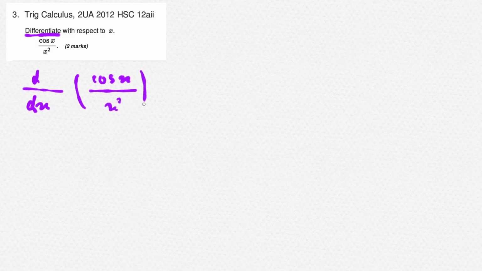Differentiate with respect to x, cos x over x squared. So let's start writing our working out. D over dx, open bracket, cos x divided by x squared, close bracket. Remember in our previous questions, we found out the rule to derive cos x. To derive cos x, the derivative of cos x will always be minus sine x. So in this case, we can simply write the derivative of cos x is equal to minus sine x.